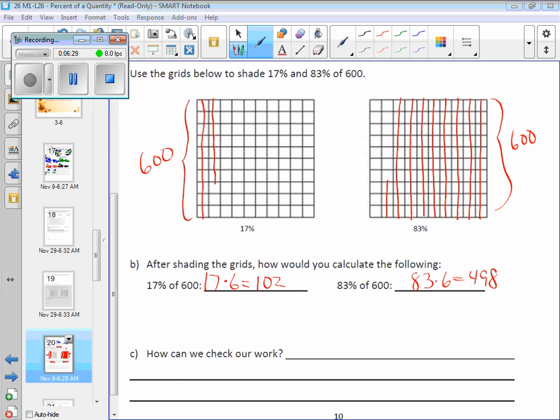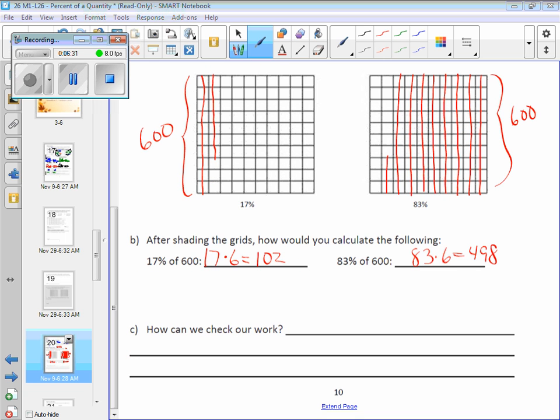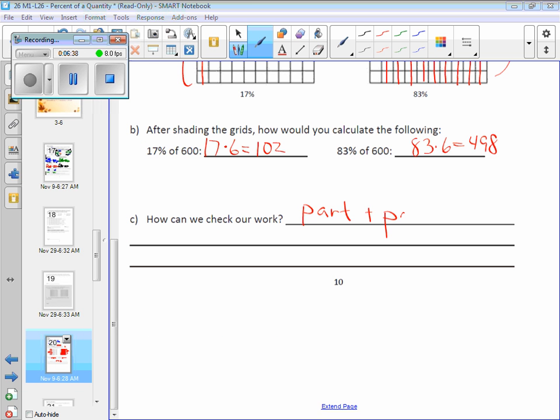Michael. To check our work, part plus part has to equal whole. Here, let me raise this up. And then watch what I'm going to do below it. The 17%, which I'm going to put above here, was 102, plus 83% was how much? 498. Which equals the whole, which is 100%.